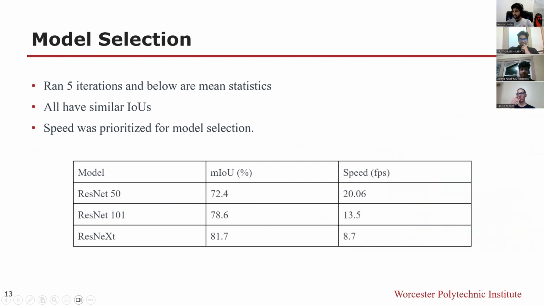Moving ahead with the model selection, we had 3 different model choices. The first was the ResNet 50, the second ResNet 101, and the ResNeXt. All these 3 are very popular for self-driving cars, and thus we decided to move on with these 3. We compared the mean IOUs over 5 iterations and the speed in FPS. Based on our testing, we found that while the 3 of them have similar IOUs, the ResNet 50 gave us a pretty high speed. So we decided to move ahead with ResNet 50 because speed is our primary focus here.